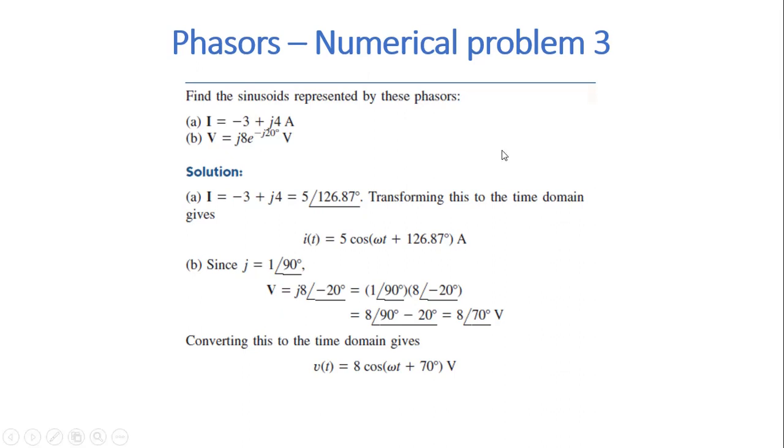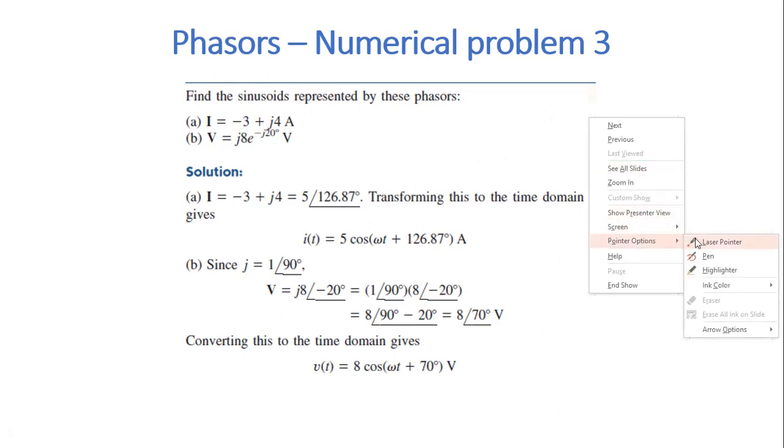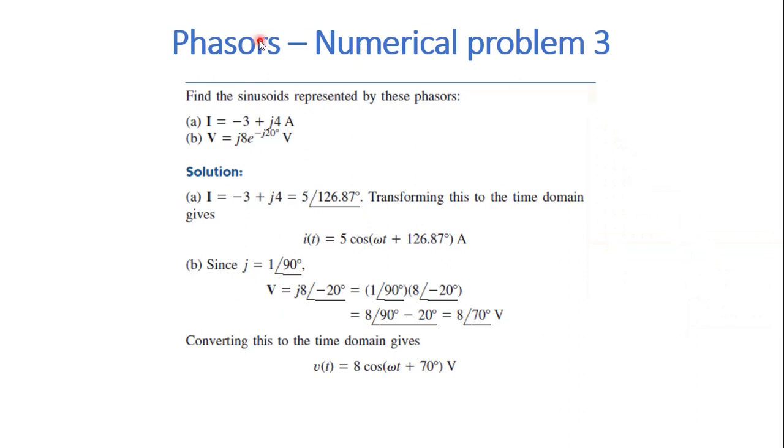So in this video we are going to discuss another numerical problem related to phasors. This is the problem statement. Find the sinusoids represented by these phasors. First one is I = -3 + j4 amperes. Second one is V = j8 e^(-j20) volts.